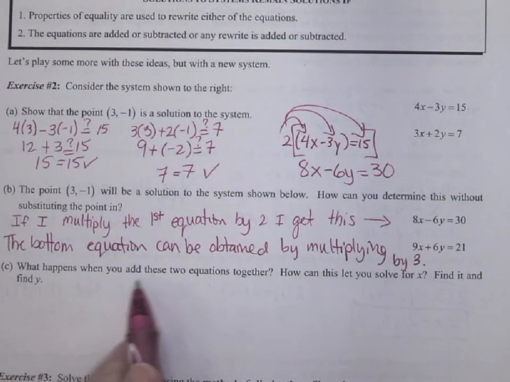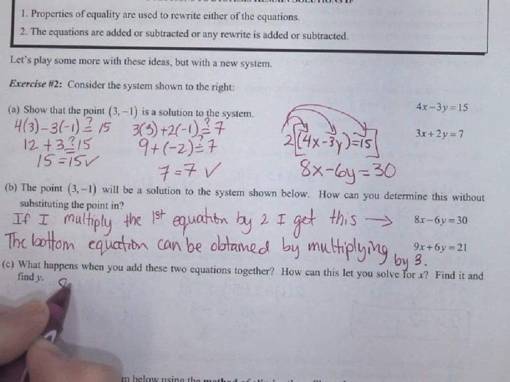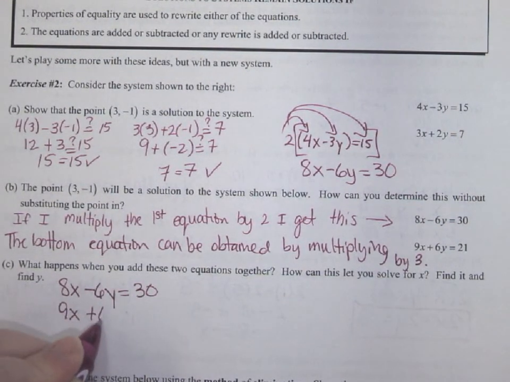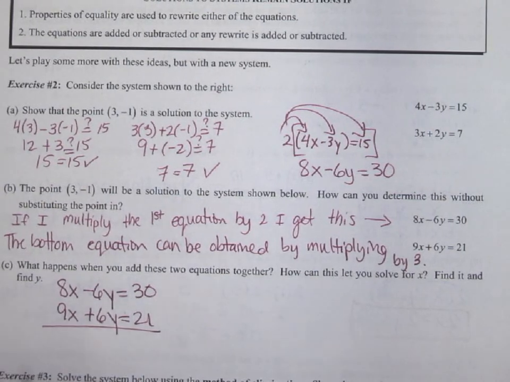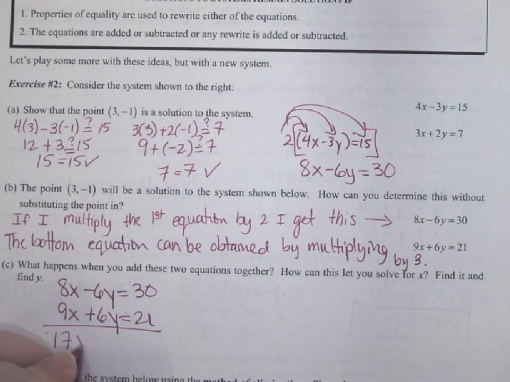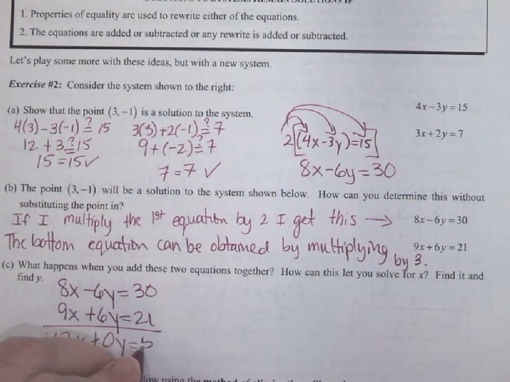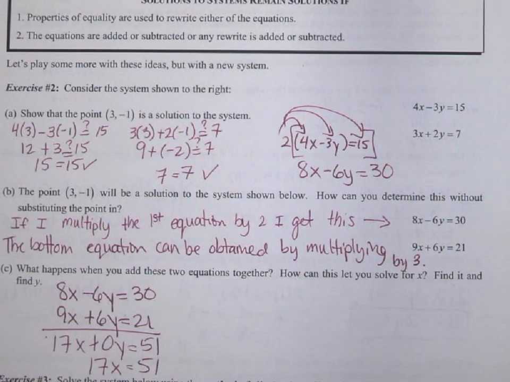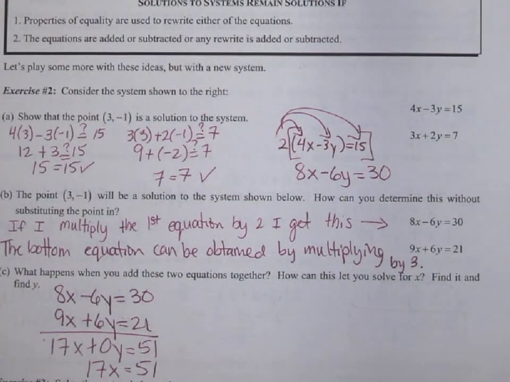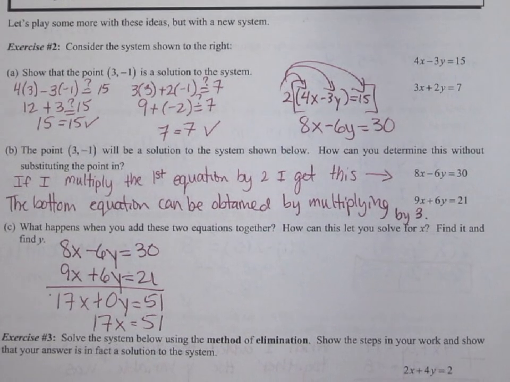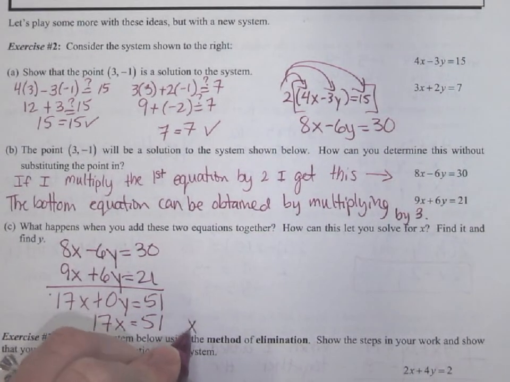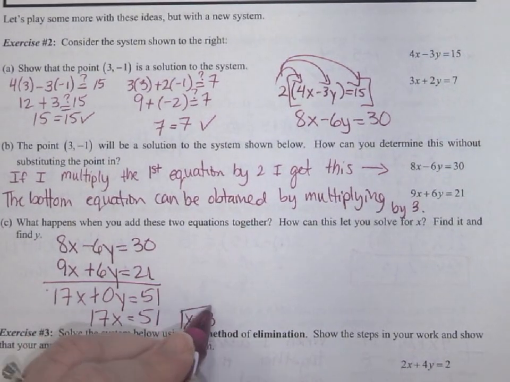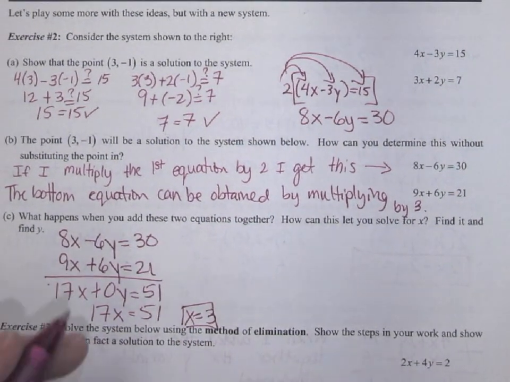Okay. If we add these two equations together, so 8x minus 6y equals 30, 9x plus 6y equals 21, we get 17x, 0y. So you see how I was again able to eliminate one of my variables. And I was able to solve for x, and I can use that to find y.